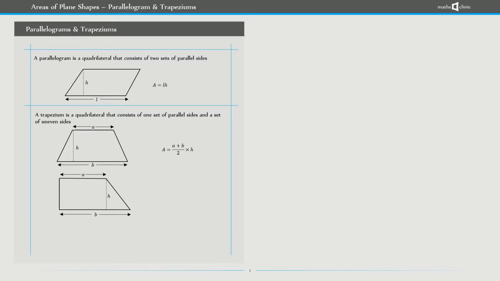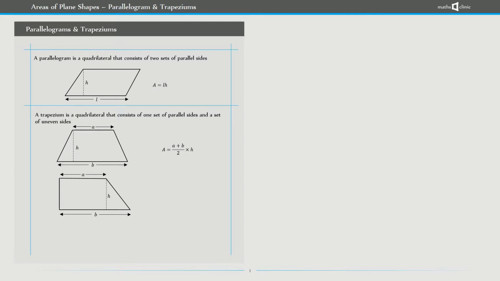What you notice is that the trapezium has uneven lengths on the parallel sides, so the lengths aren't equal. And what we pretty much do is we find the mean of this length. We find the average length. We have (a plus b) divided by 2, and we multiply this average length by the height, and that gives you the area of a trapezium.